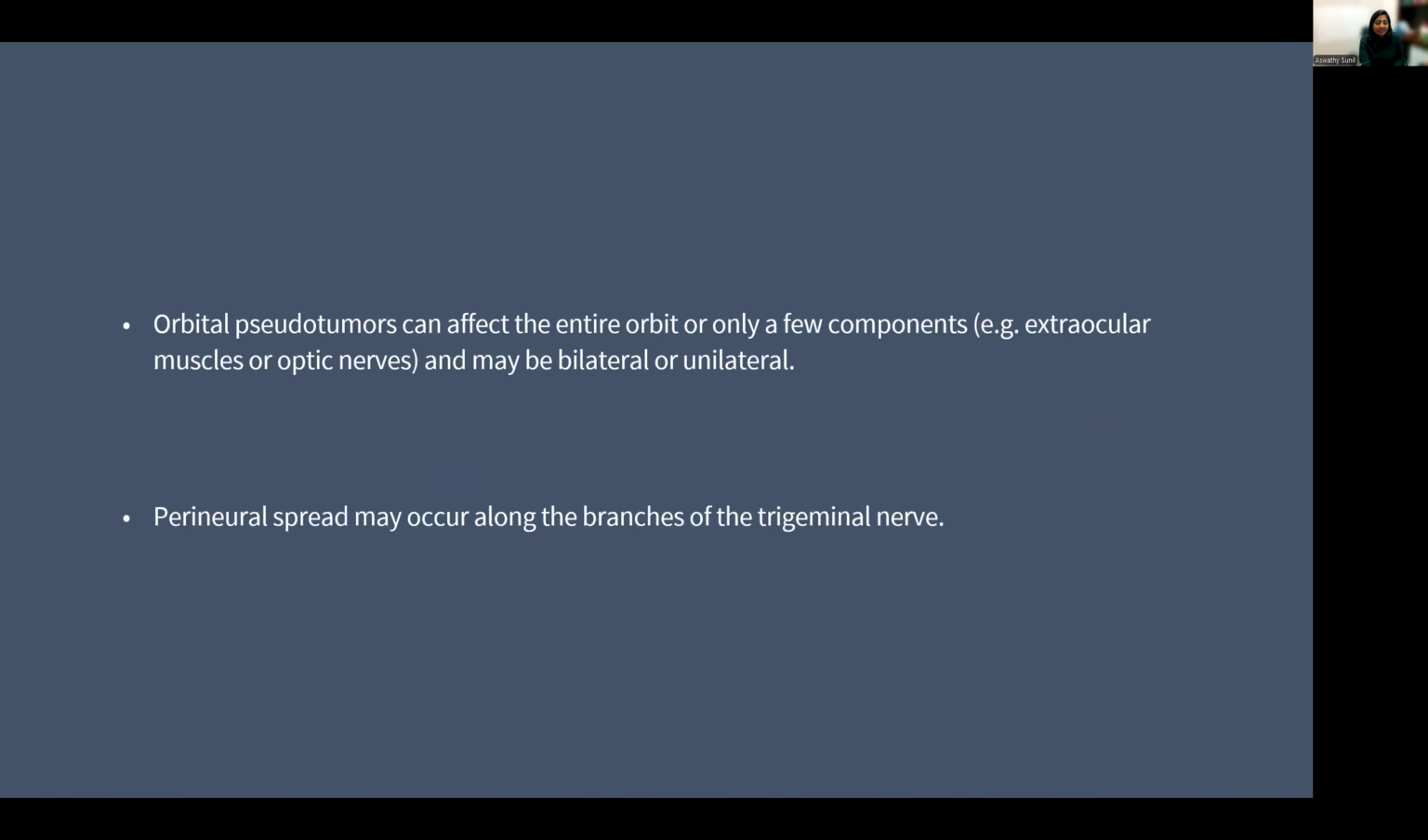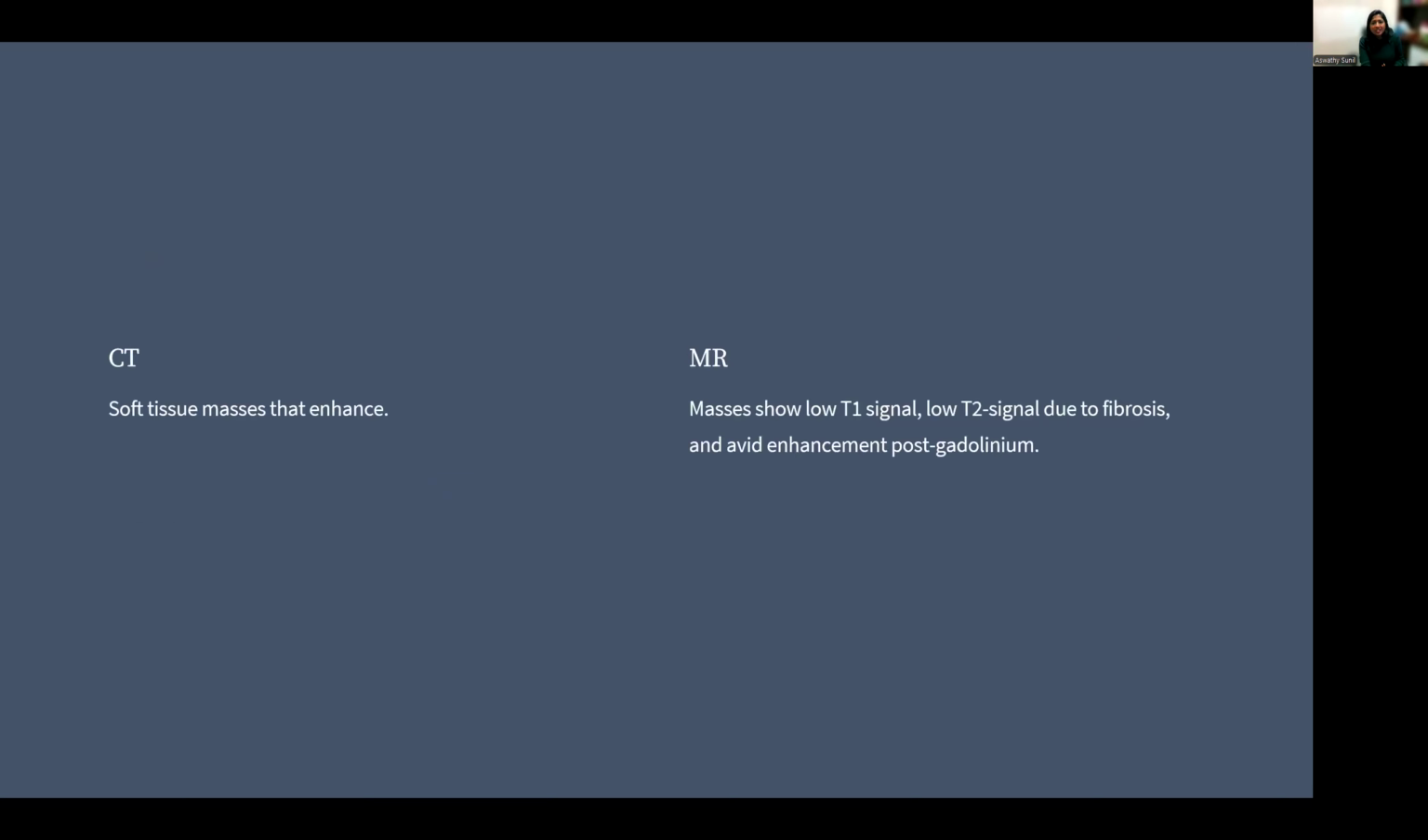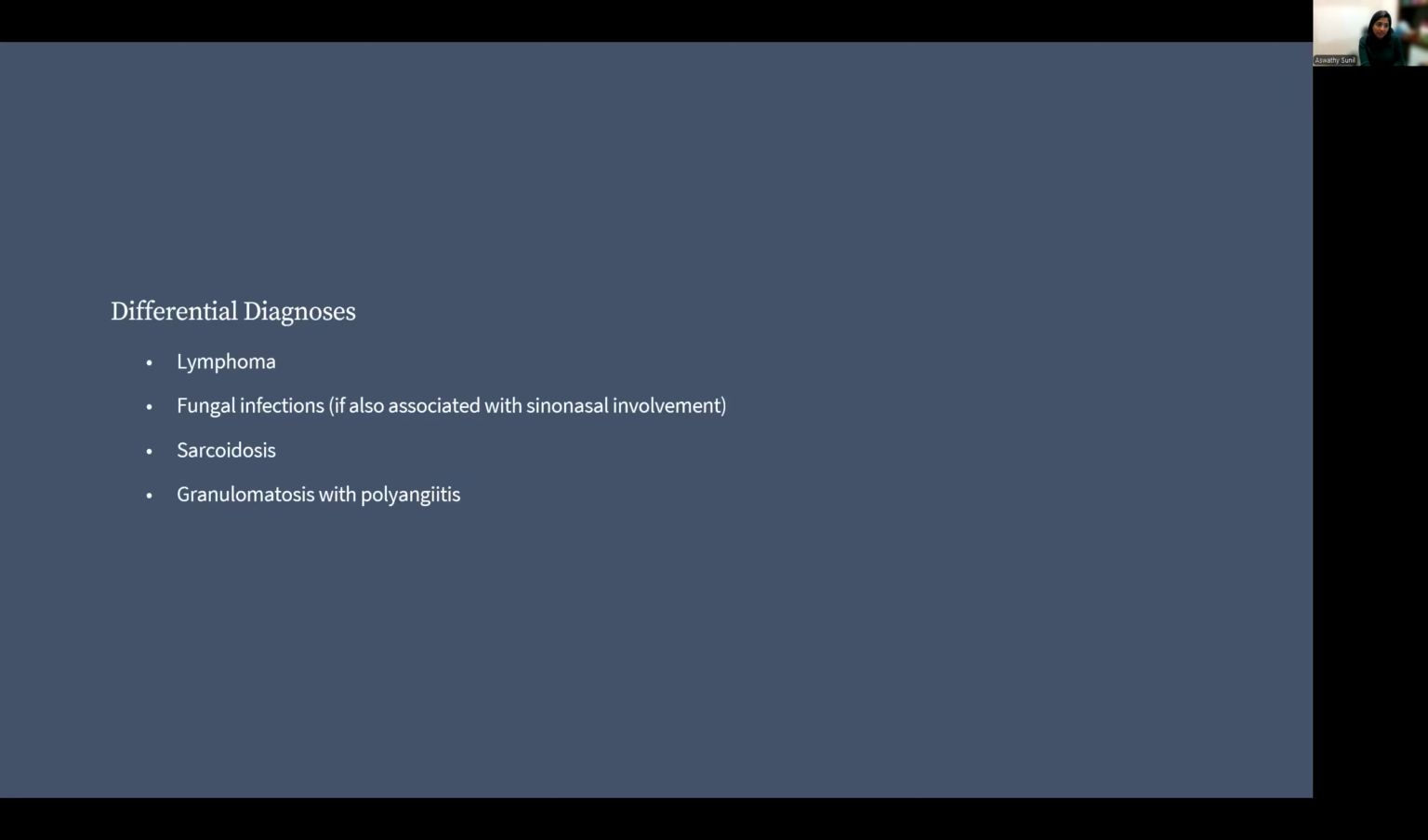Orbital pseudotumors can affect the entire orbit or just a few components, like extraocular muscles or optic nerves. It can be unilateral or bilateral. Perineural spread can be seen along the branches of the trigeminal nerve. On CT, they can be seen as enhancing soft tissue. On MR, they're usually hypointense on T1 and T2 with avid post-contrast enhancement.